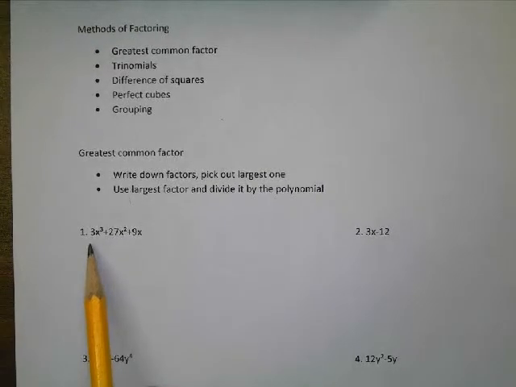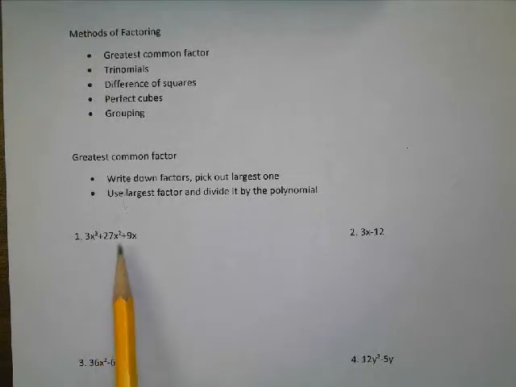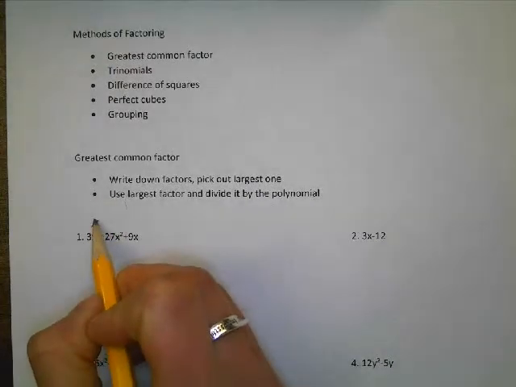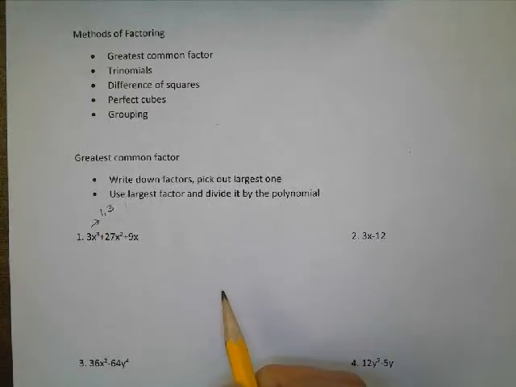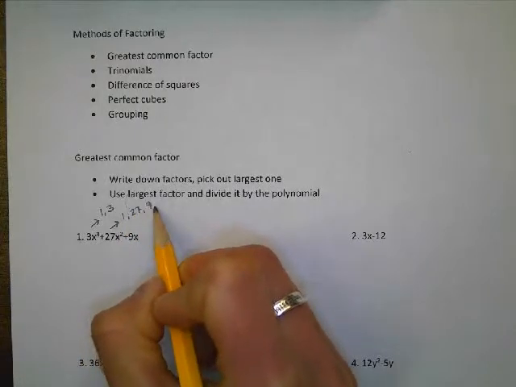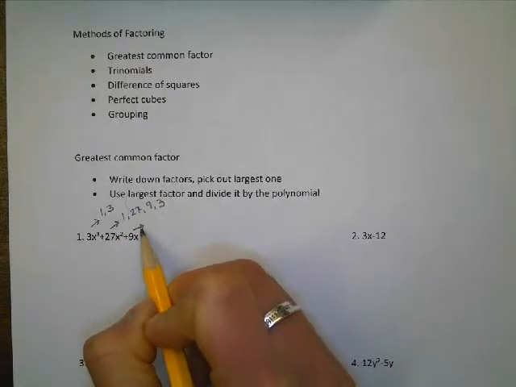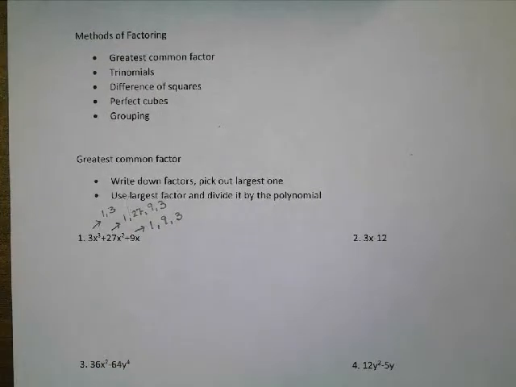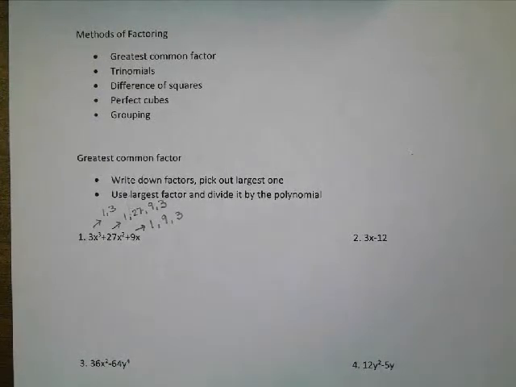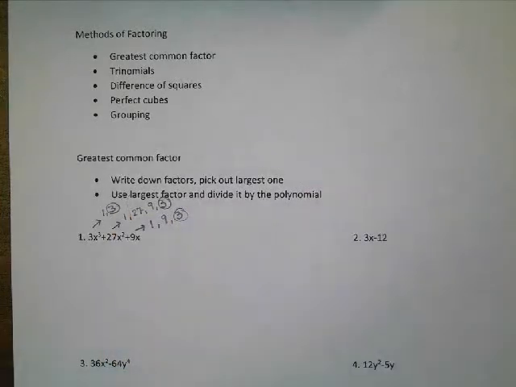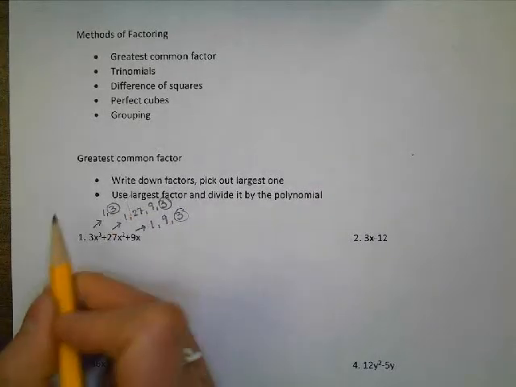So example, this number 1 here, we have 3, 27, and 9. So the first thing I'm going to do is write down the factors. So 3 has 1 and 3, that's all. 27 has 1 and 27, and 9 and 3. And then 9 has 1 and 9, and then 3 times 3. So those are my factors. The biggest one between all of them is going to be 3 here. So that means that I take a 3 out of this polynomial.